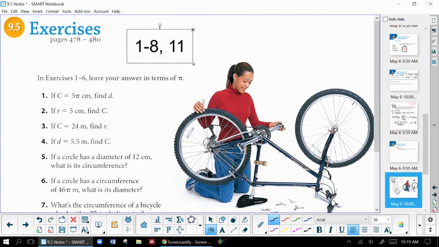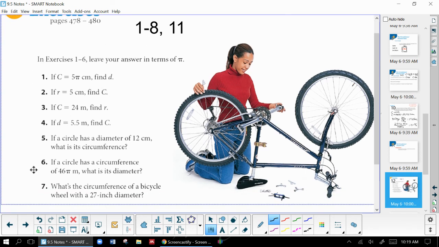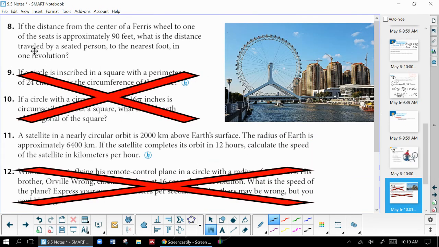So our homework here, we've got pages 478 through 480. I think the first question should be on page 478. You're going to do questions 1 through 8. The first 7 are just no applications: they give you the circumference, you find the diameter. They give you the diameter, you find the circumference. Leave answers in terms of pi, include units. Then the last 2 here are some applications. So 8, you've got a word problem. 11, you've got a word problem. So give those a shot, and I'll hopefully see you soon.